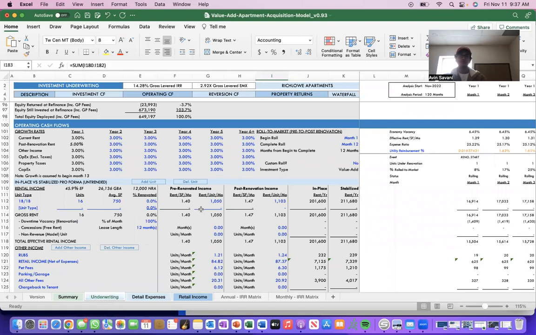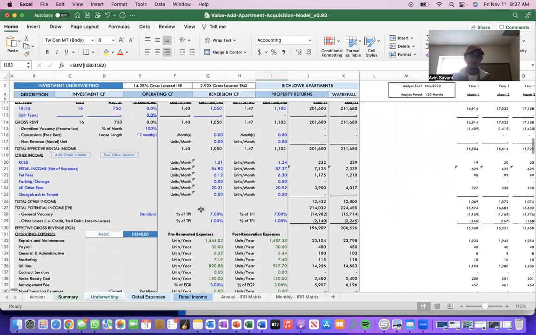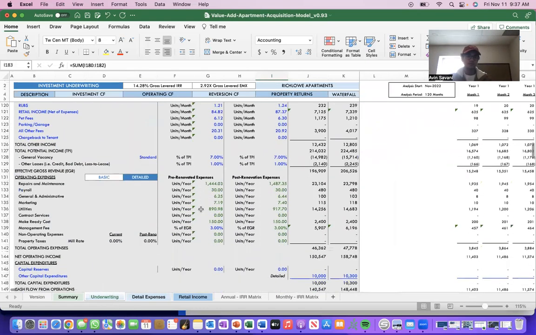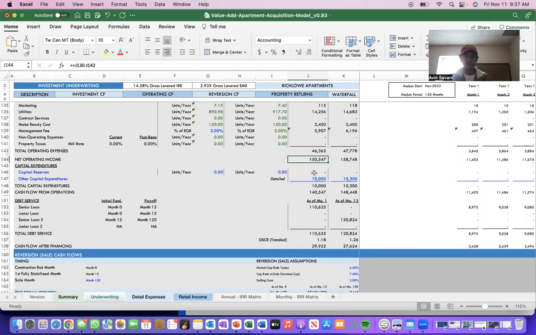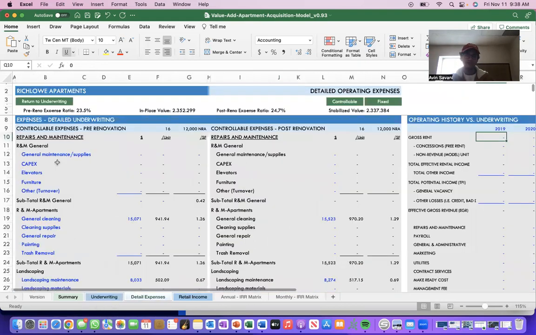As we go down towards the other aspects, here you'll see net operating income netted out, basically. You'll see the capital expenditures. Sometimes, like I mentioned, if it's below the line, you're going to see this CapEx below net operating income. If it's above the line, then you can include it in your detailed expenses right there.